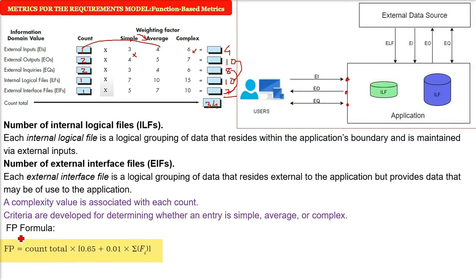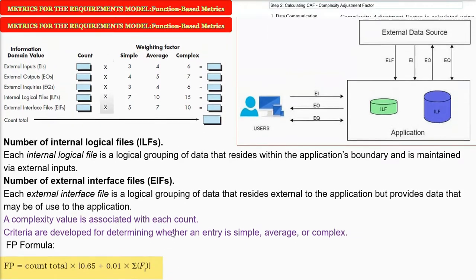So what we are going to do here is, whether this number is 34 or 39, eventually it will be some number, and that we'll call the count total. This number, whichever number is there, is the count total. And then we'll multiply it with 0.65 plus 0.01 into sigma fi. Now the count total is computed. What is sigma fi? The sigma fi will be computed like this.